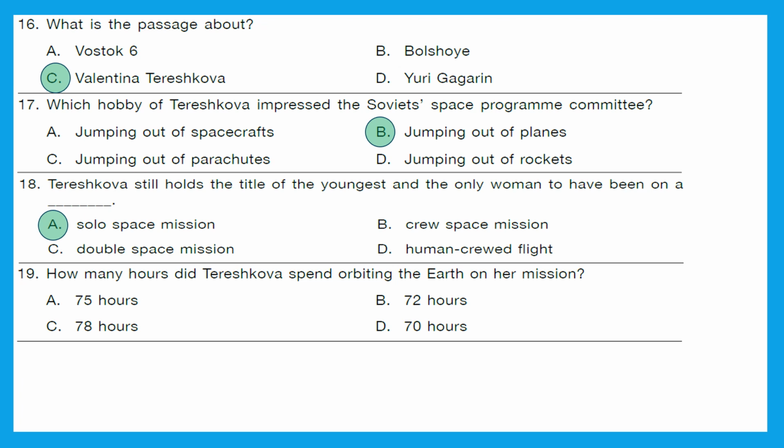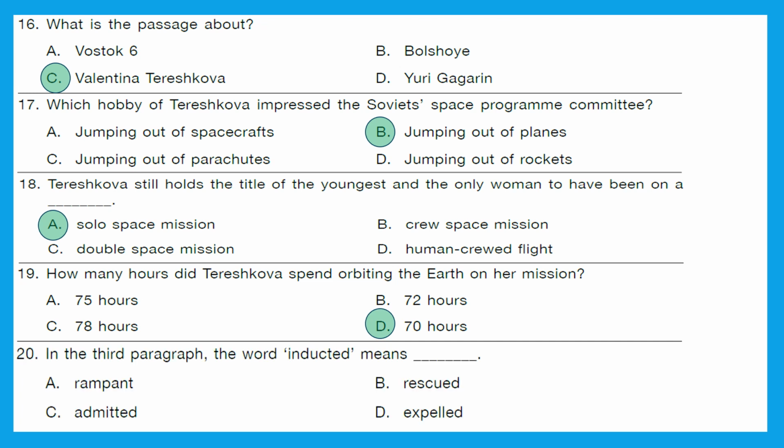Question 19. How many hours did Tereshkova spend orbiting the Earth on her mission? It was 70 hours. Option D is the right answer. Question 20. In the third paragraph, the word inducted means? It means admitted. Option C is the right answer.